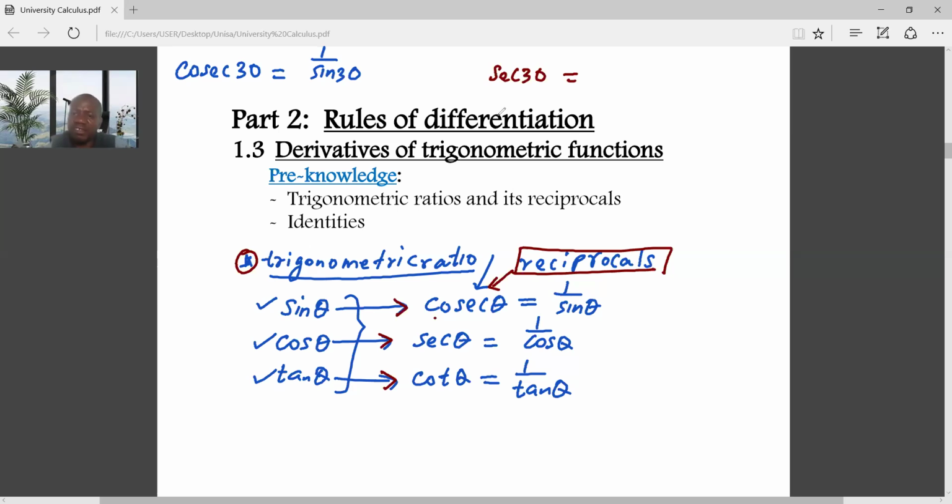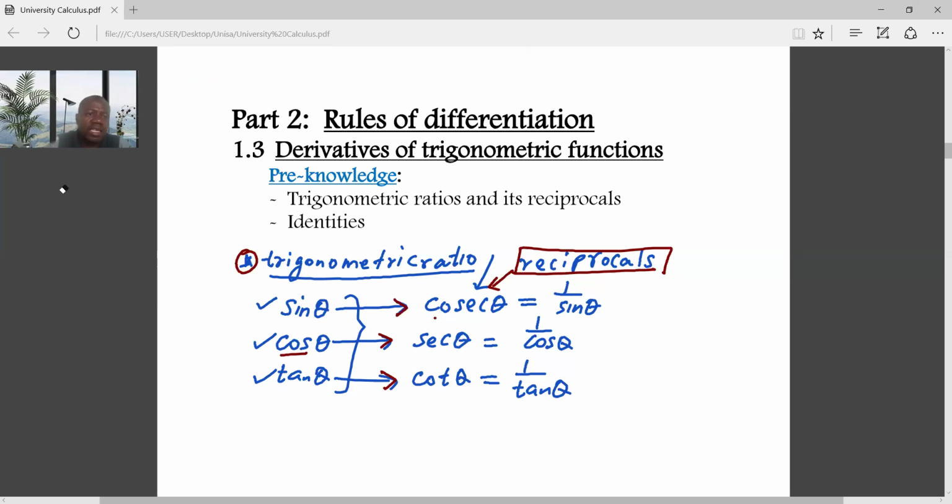Because of this, if you want to calculate sec of 30, sec is the reciprocal of cos, which means this is the same as 1 over cos of 30. So you can calculate 1 over cos 30 and it will give you the answer. Very important, ladies and gentlemen. You need to familiarize yourself with the trigonometric ratios together with their reciprocals.